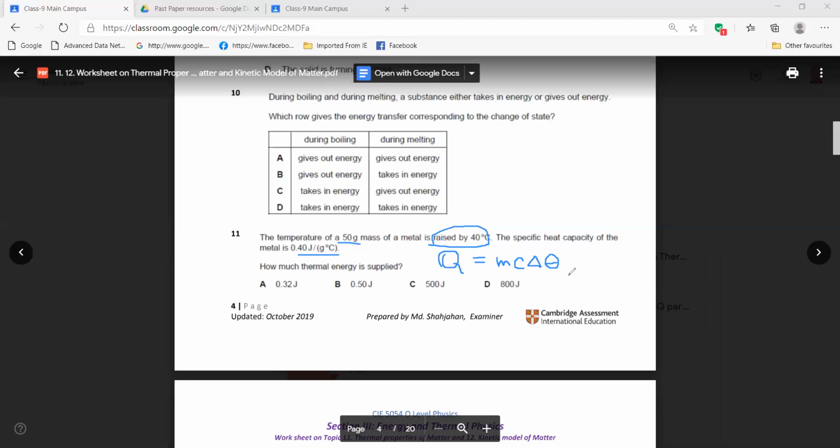So while you are reading questions, you should focus here on how the question is given and what information is given, and how the information is given. That will help you to do the numericals correctly.